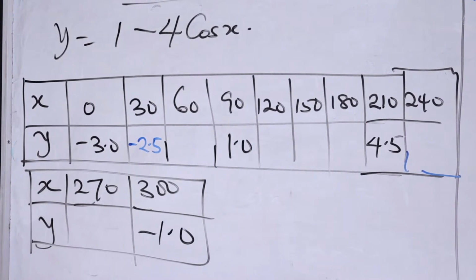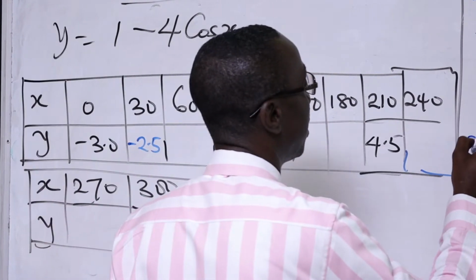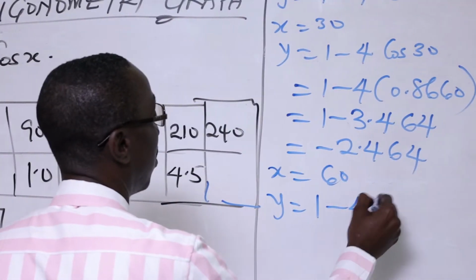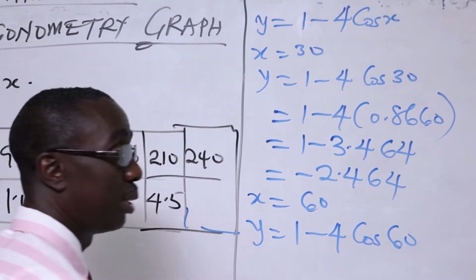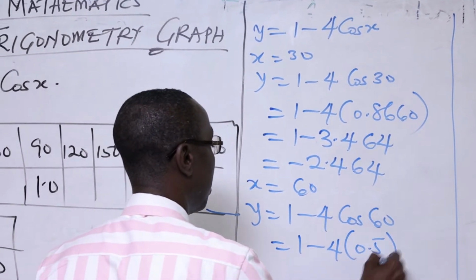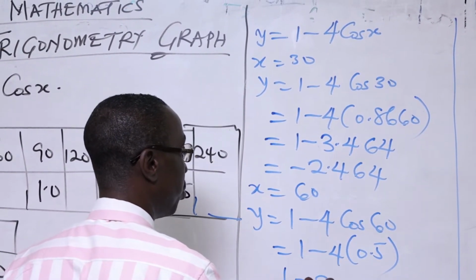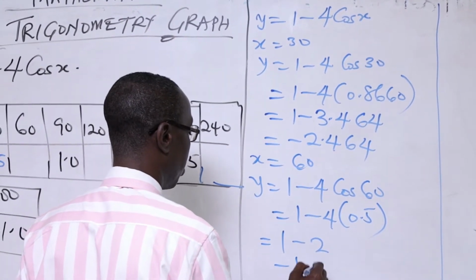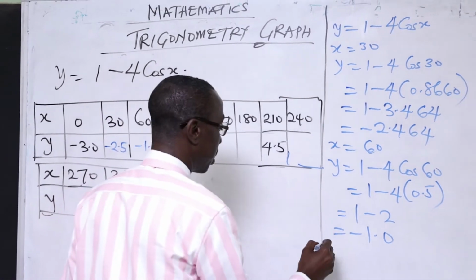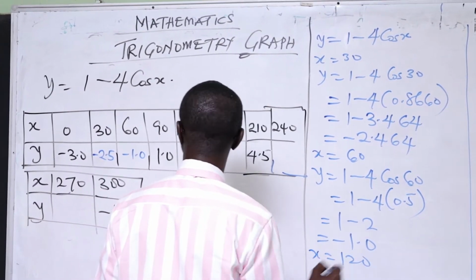Great. The next one will be x is equal to 60. So you have y is equal to 1 minus 4 cos 60. Cos 60 should be 0.5. So this will be 1 minus 4 into 0.5. And that will be 1 minus 2. And that will be minus 1.0. The next one is x is equal to 120, right?